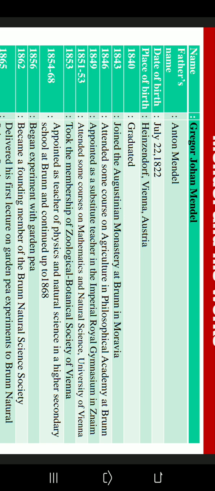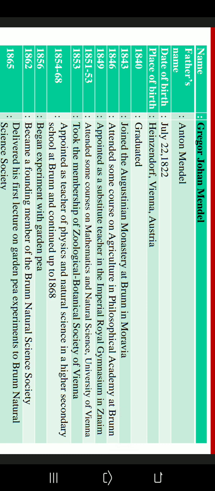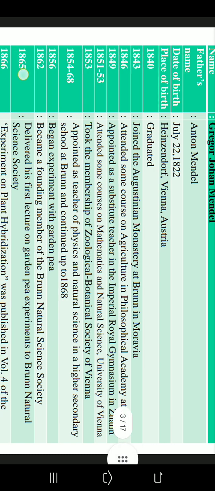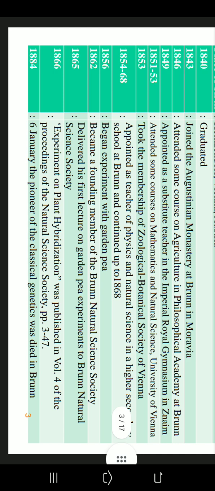In 1849 he was appointed as a substitute teacher in the Imperial Royal Gymnasium in Nîmes. 1851 to 53, he attended some courses on mathematics and natural sciences at the University of Vienna. In 1853 he took membership of the Zoological Botanical Society of Vienna. 1854 to 68, he was appointed as a teacher of physics and natural science in higher secondary school at Brunn and continued up to 1868. In 1856 he began experiments with garden pea.